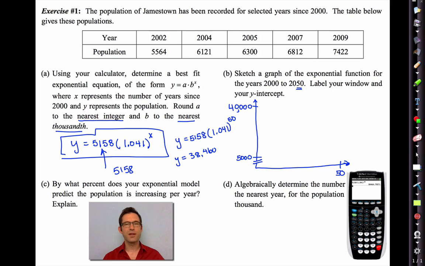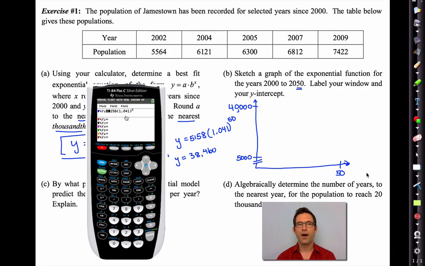So let's do this. Since we've got the TI-84 Plus open, let's go into Y equals. Let's put in 5,158 times 1.041, parentheses, raised to the x. Make sure you have that raised to the x, otherwise you'll get a linear function.